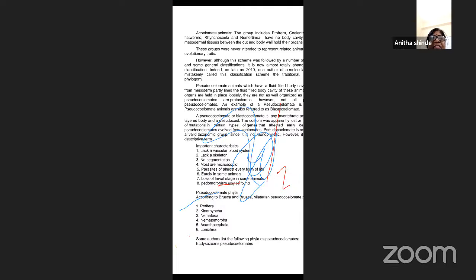The important characteristic features of the pseudocoelomates are that they lack a vascular blood system, that means a circulatory blood system is not there, and they lack a skeleton. They don't have a well-defined structure. They don't have a defined skeleton, and there is no segmentation. Most of them are microscopic. Normal parasitic animal stage. And pedomorphism.